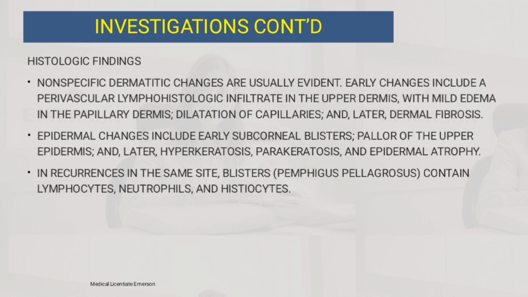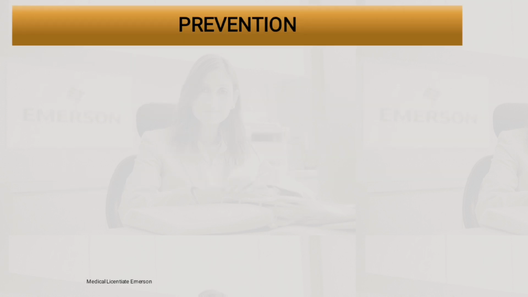Okay. Then in the same site, blisters, which is pemphigus perigrossus, and the blisters will contain lymphocytes, neutrophils, and histiocytes. Okay, so we are done with the investigation and the histological findings.